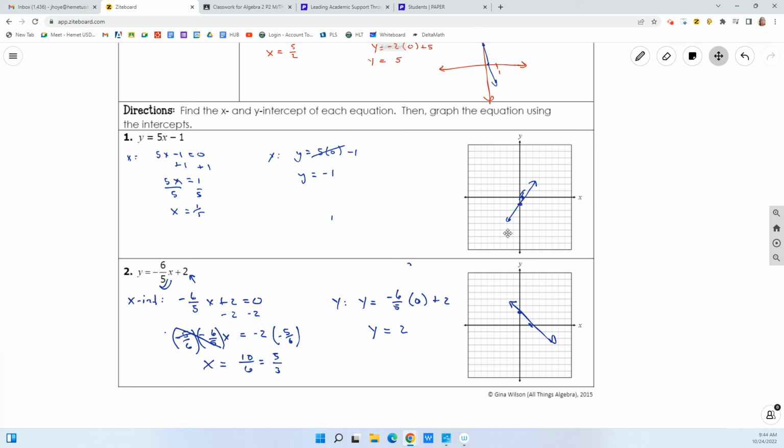But they all follow the same pattern, right? When you want to find your x-intercept, set y equal to 0 and solve. When you want to find your y-intercept, set x equal to 0 and solve. And when you want to graph them, just plot those 2 points and connect them with a line that goes through both of them.